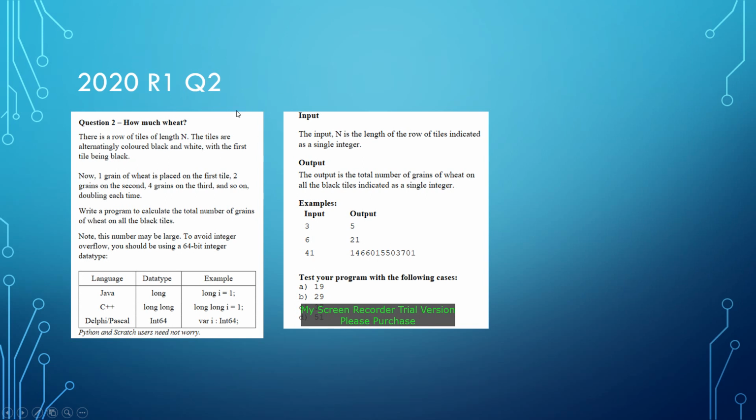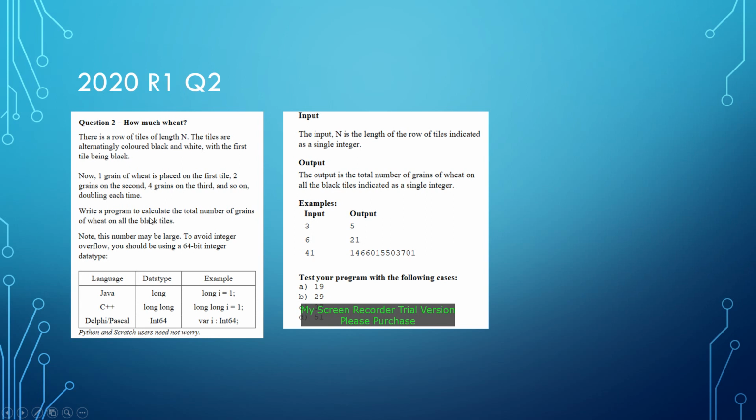So imagine a box. The first box is black, the second box white, black, white, black, white, and so on and so on. Now 1 grain of wheat is placed on the first tile. So we put 1 on black, 2 on white, 4 on black, 8 on white, 16 on black, 32 on white, and so on. So every time we double the amount of wheat or grain.